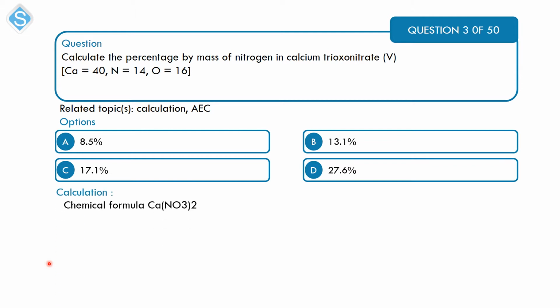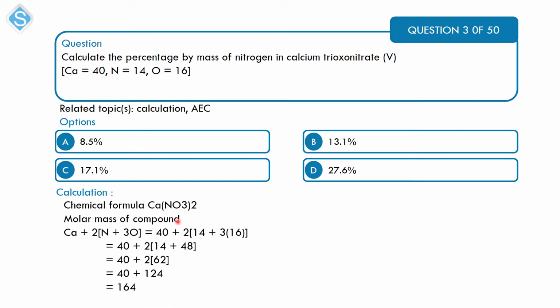Okay, so the first thing that we need to do here is write the chemical formula for calcium trioxonitrate(V), which is Ca(NO3)2. Next, we look for the molar mass of the compound. And how do we look for the molar mass? In this compound, you have 1 calcium plus 2 of NO3, so you have 2 in bracket N plus 3 atoms of oxygen, that's 3O. Then we look at the atomic mass of each of the atoms that you have here. So calcium is 40, nitrogen is 14, oxygen is 16.